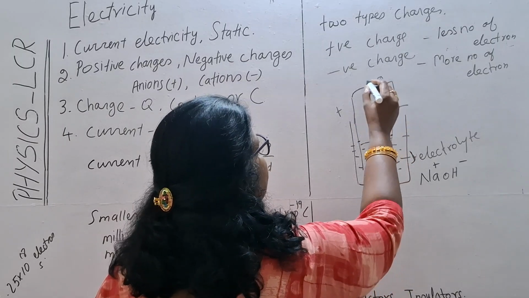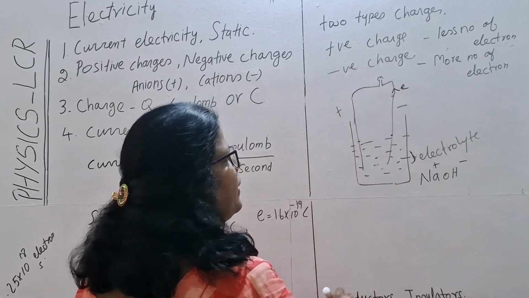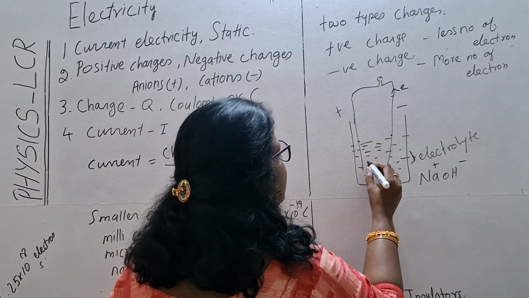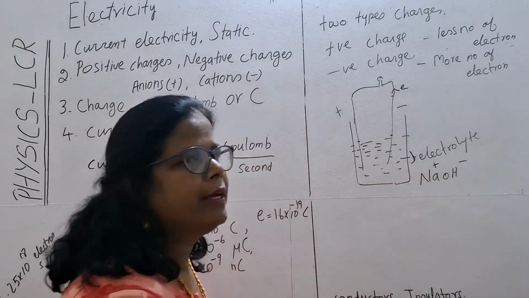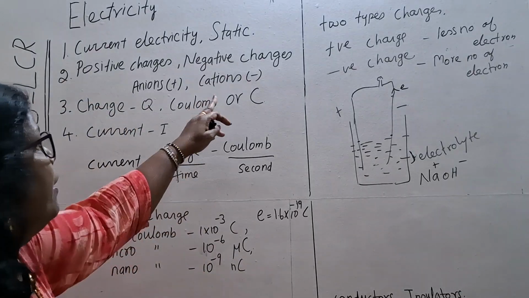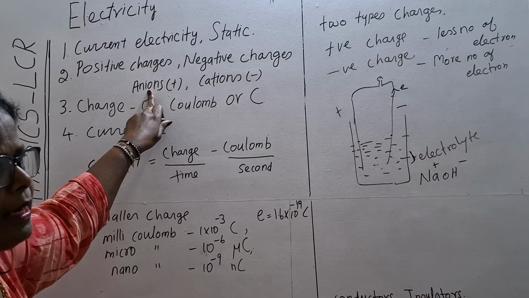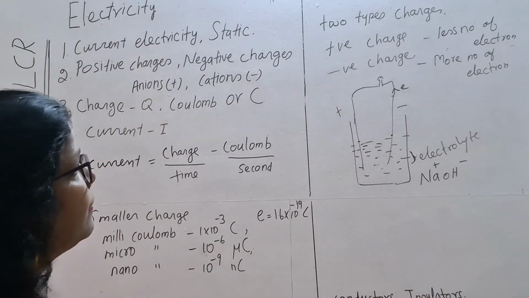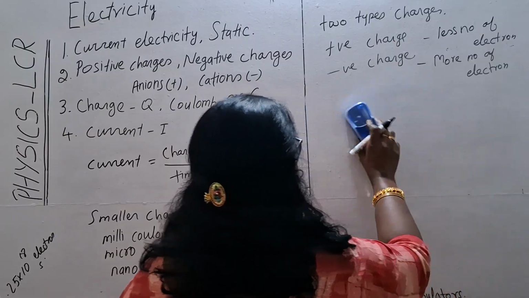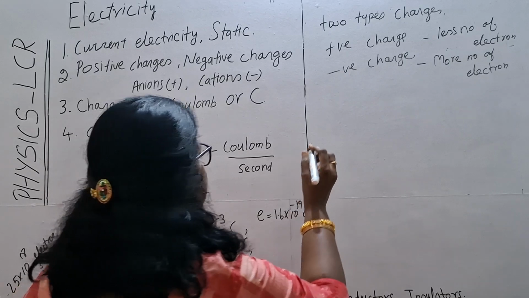From the negative terminal to the positive terminal, electrons move like that. When it reaches inside the chemical, the current is carried by the ions. The cation is the positive ion and the anion is the negative ion. Okay. So this is about these two types of charges, positive charges and negative charges, cation and anion. Okay.